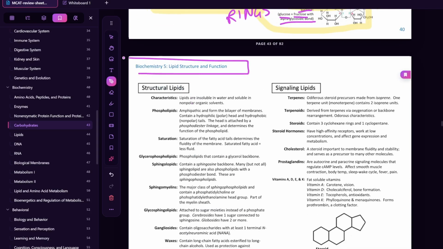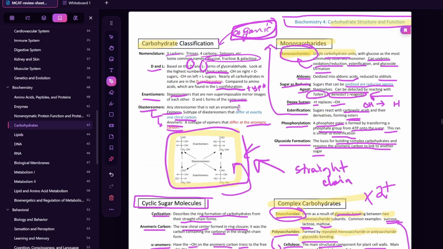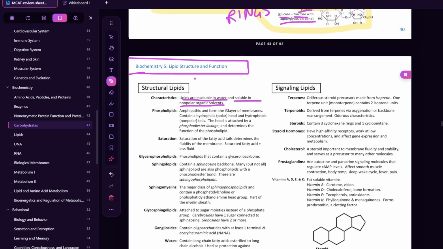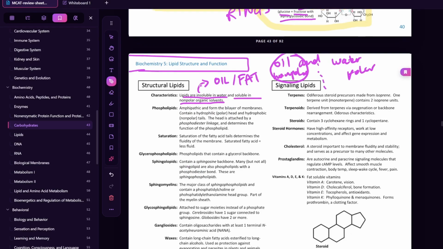And then for lipid structure and function, so now we're talking about lipids. We went through carbohydrates, and now you're going to go over lipids. Lipids are insoluble in water and soluble in non-polar organic solvents. So think about lipids like oil or fat. Remember, you learned in basic science before that you can't mix oil and water because water is polar and oil is non-polar, so they don't want to deal with each other. Because oil is hydrophobic, it's insoluble in water.